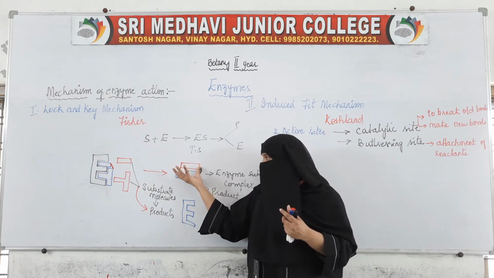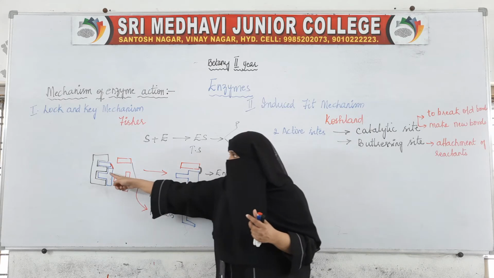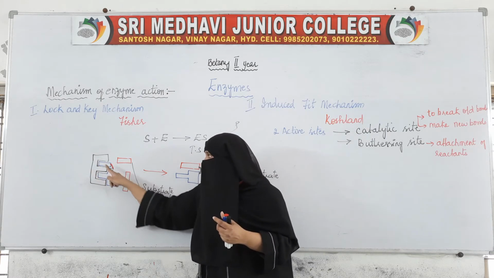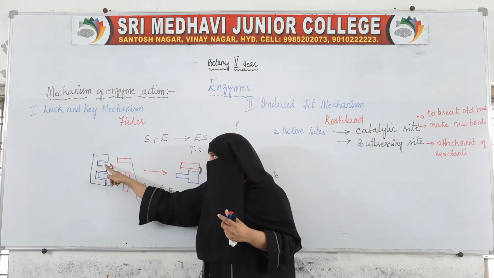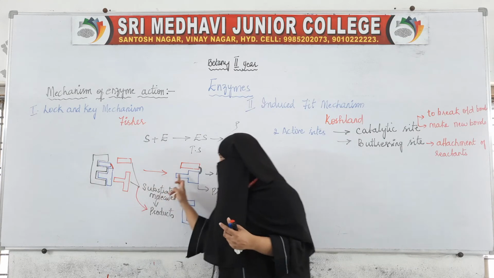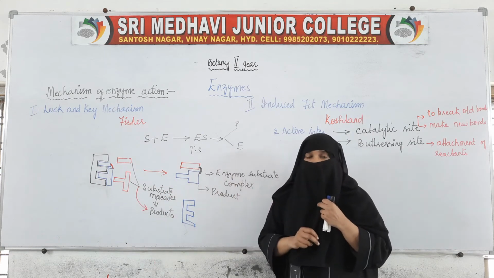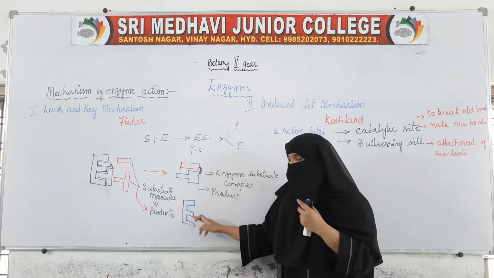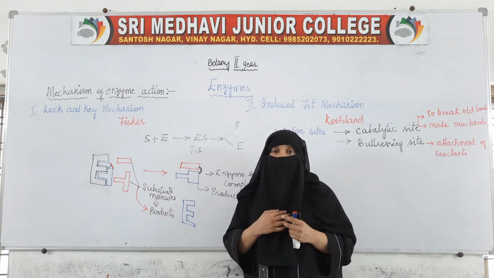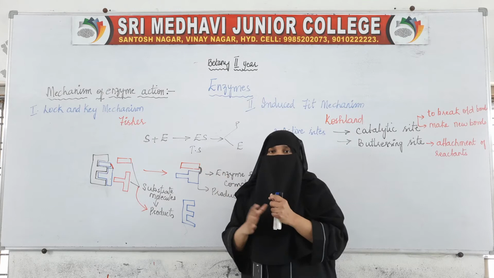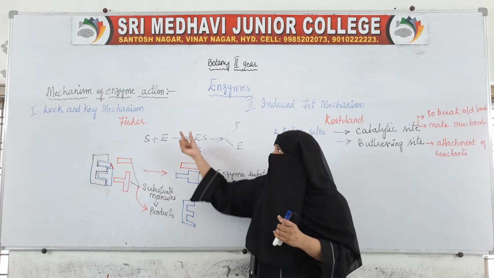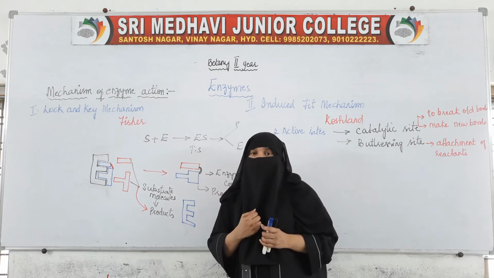So this is the product. It was attached to the enzyme here. Now as soon as this product is formed, this is the enzyme substrate complex. As soon as this bond is formed, the enzyme is separated from this complex. So now this becomes the product and the enzyme will leave, then go and search for other substrates. So this is one mechanism by which enzymes work, and we call it the lock and key mechanism.